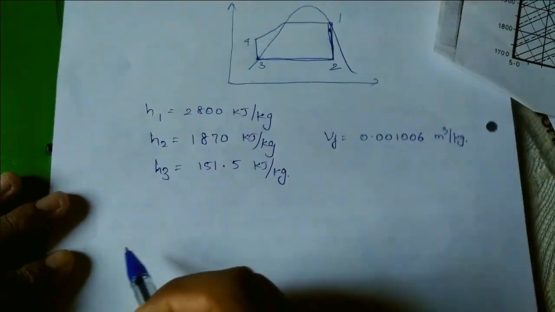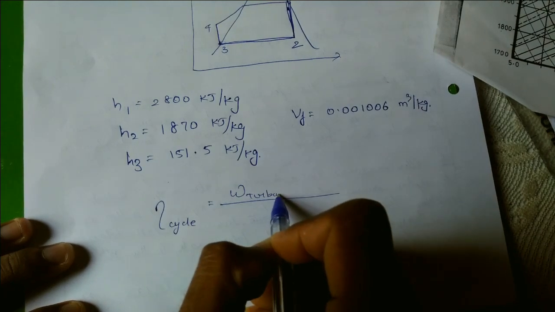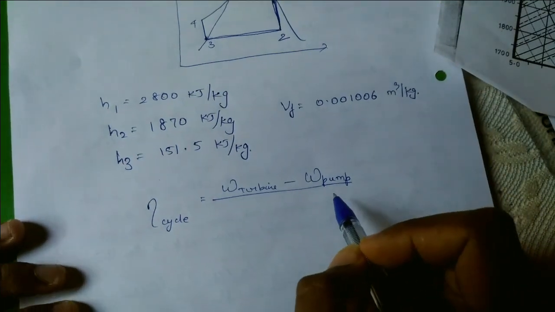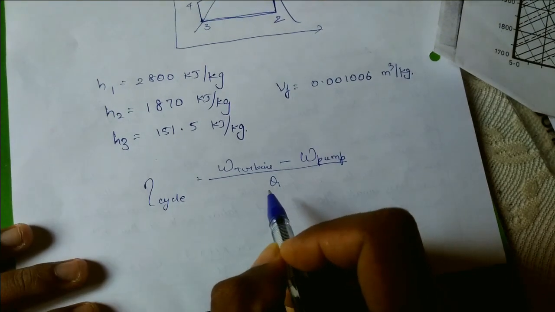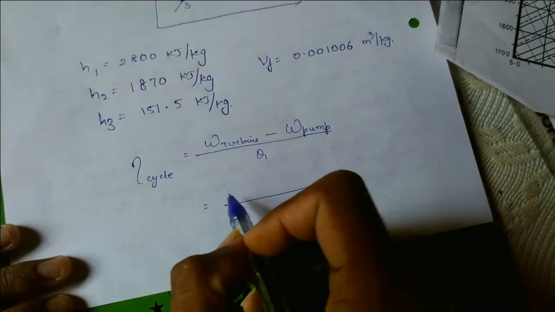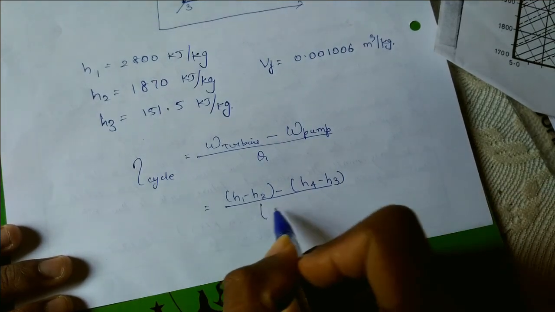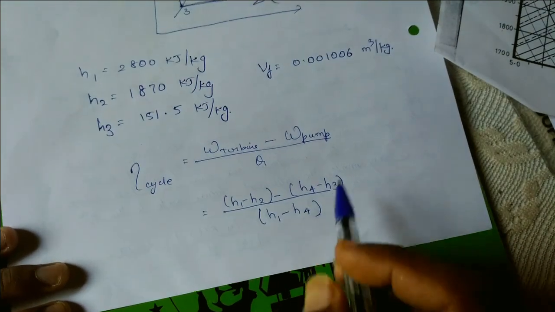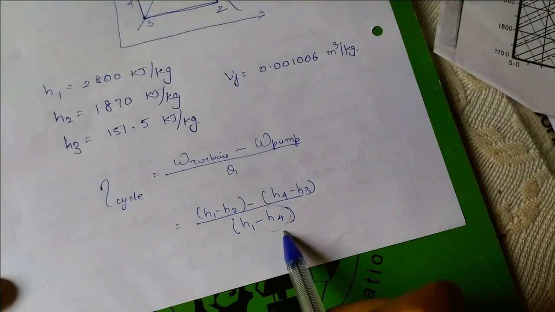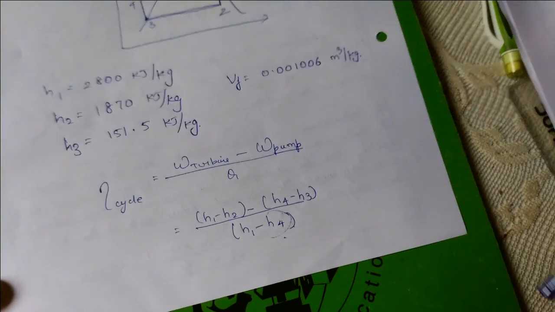Now for cycle efficiency, the formula is given as W of turbine minus W of pump. This is actually the net work divided by the heat input Q. So this we can write in terms of enthalpies as (H1 minus H2) minus (H4 minus H3) divided by (H1 minus H4). Now notice we have H1, H2, H3 over here, but we don't have H4. That is why I told you we need this specific volume to consider H4.